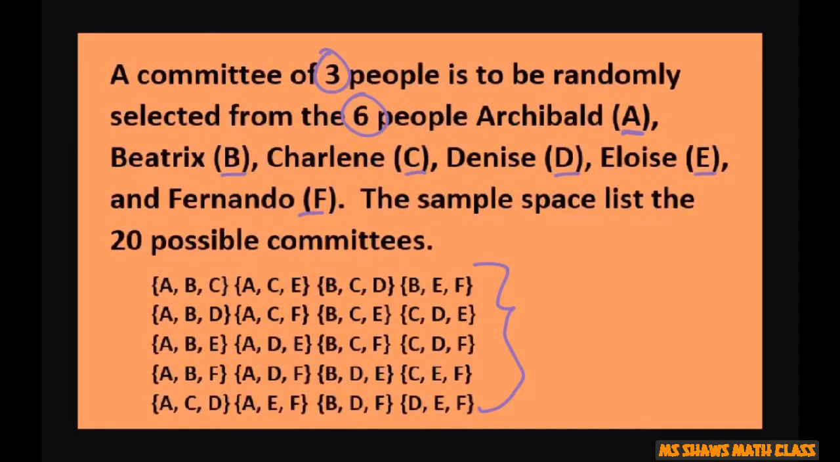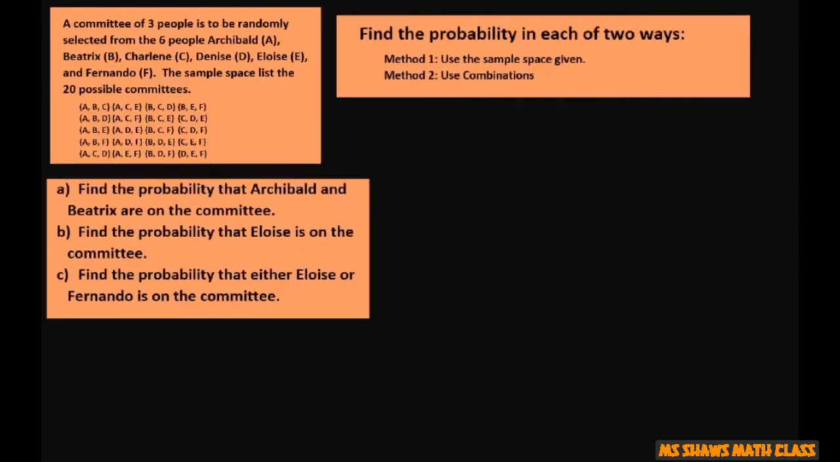We're going to use method 1, which is to use the sample space, and then method 2 is to use combinations. So this is what we're going to do. The first question is, find the probability that A and B are on the committee. So from the sample space, I'll just do method 1.